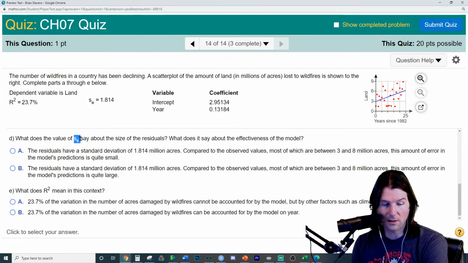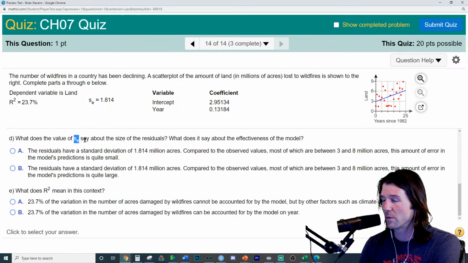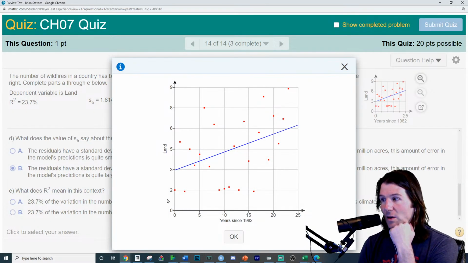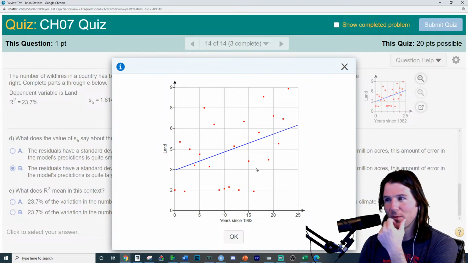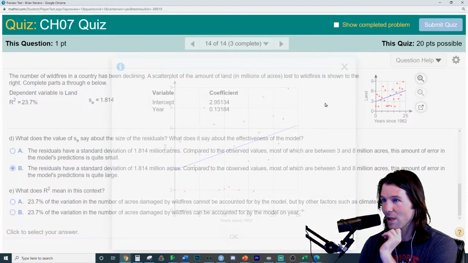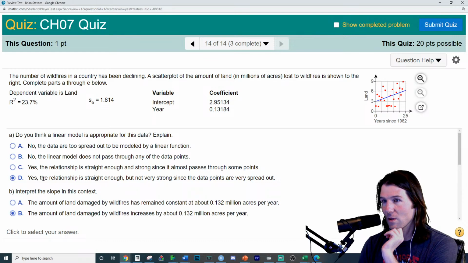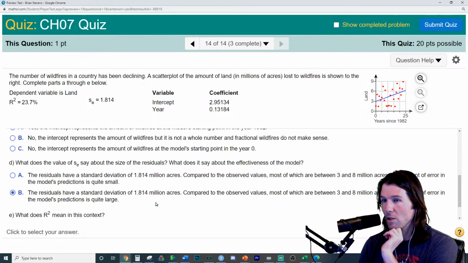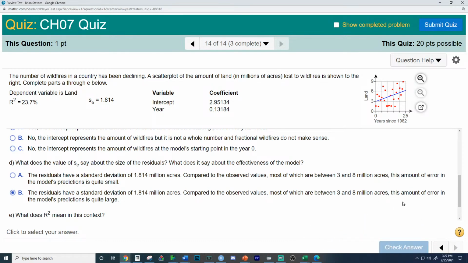Is this the standard error technically correct? No, this is standard error, the residuals. But you don't have to know too much about this. All you want to know is, are these large misses or small misses? I wish this question just said, are the residuals small or large? When you look at these residuals, do they look pretty far away from the model or pretty close to the model? And the question kind of gives it away at the start with this answer when it says the relationship is straight enough but not very strong, so the points are very spread out. The points being very spread out should coincide with this question right here where it says the errors the model makes, which are the residuals, the amount of error in the model's predictions, residuals, that's the error, is quite large.